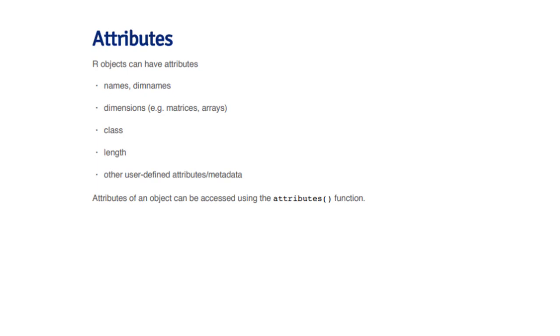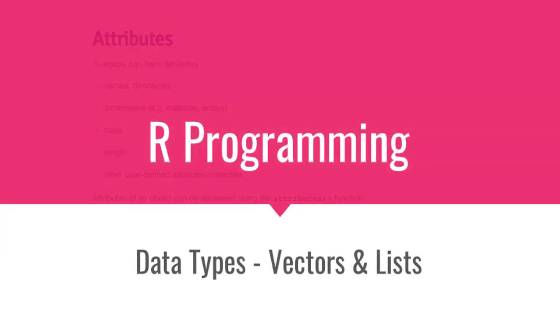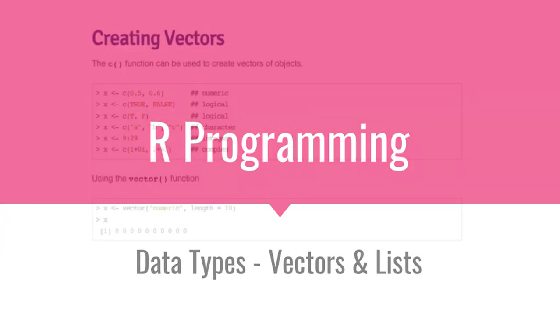And then there may be other user defined attributes or metadata. These are things that you can define separately for an object using various attribute functions. There is a general function called attributes, which allows you to set or modify the attributes for an R object. Now we will discuss vectors and lists data types.